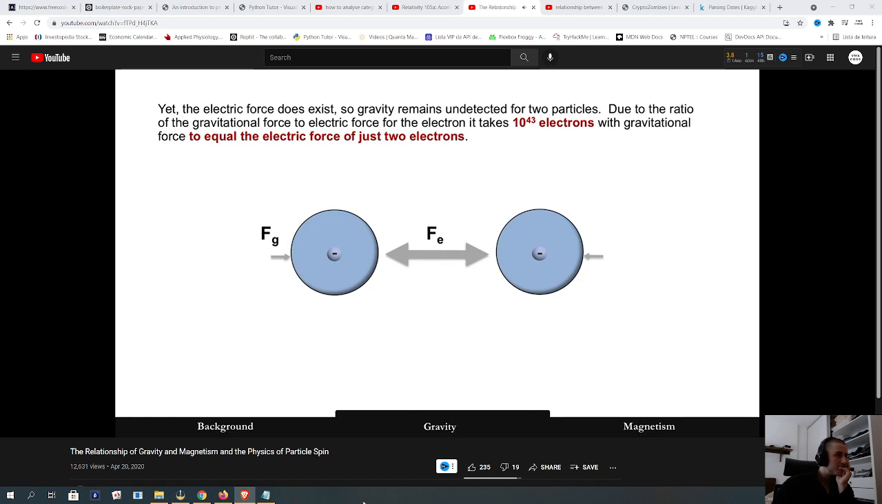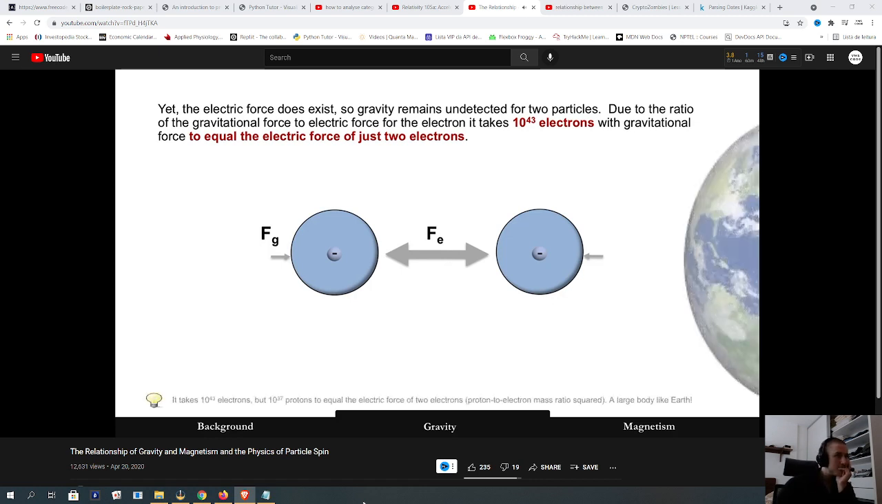And remember that ratio, the ratio of the gravitational force to electron force, it would take 10 to the 43rd power number of electrons with gravitational force equal to just the electric force of two electrons, a lot of electrons. We're going to be showing atoms later, so it's worth noting that it takes 10 to the 37th power of protons to equal that same electric force of two electrons. You do that by taking the proton to electron mass ratio and squaring it. Anyway, what has that number of protons and electrons in atoms? Well, a large body like Earth. Right? That explains why we see it in large bodies.